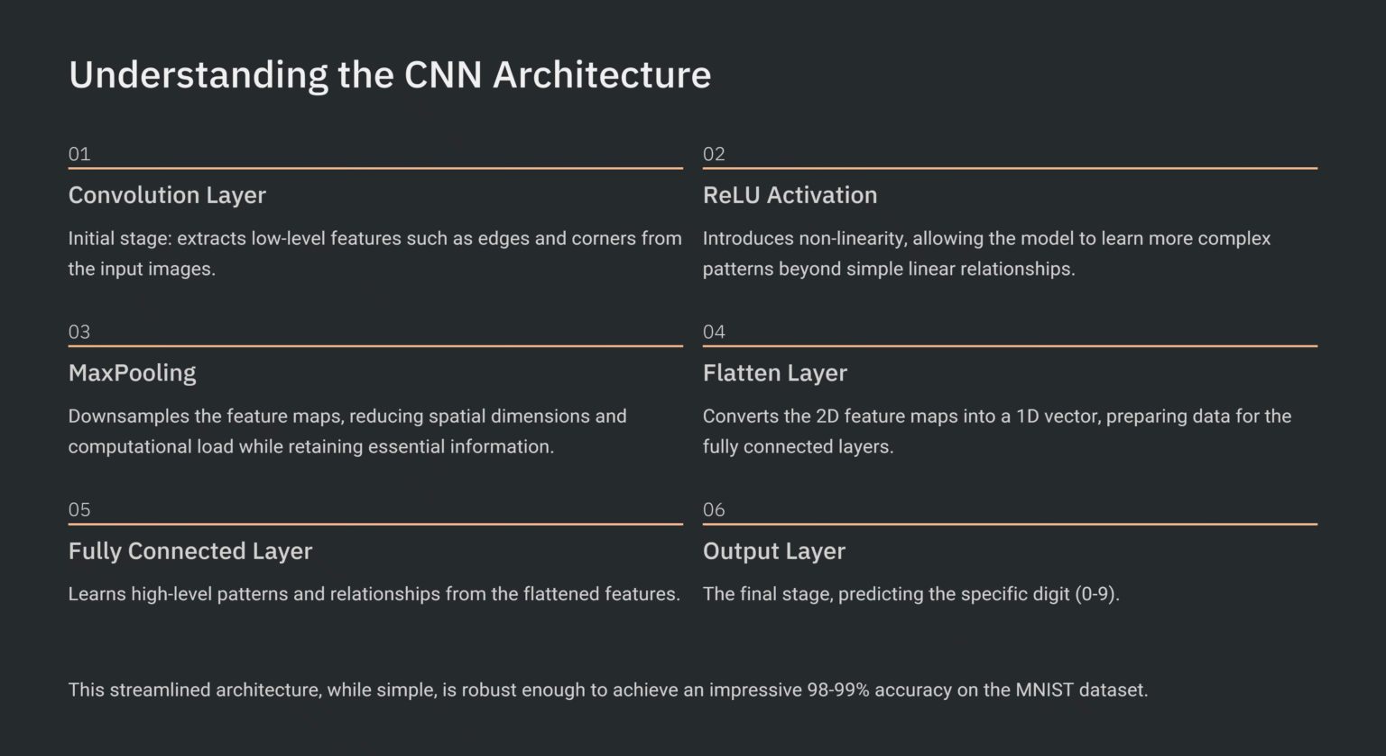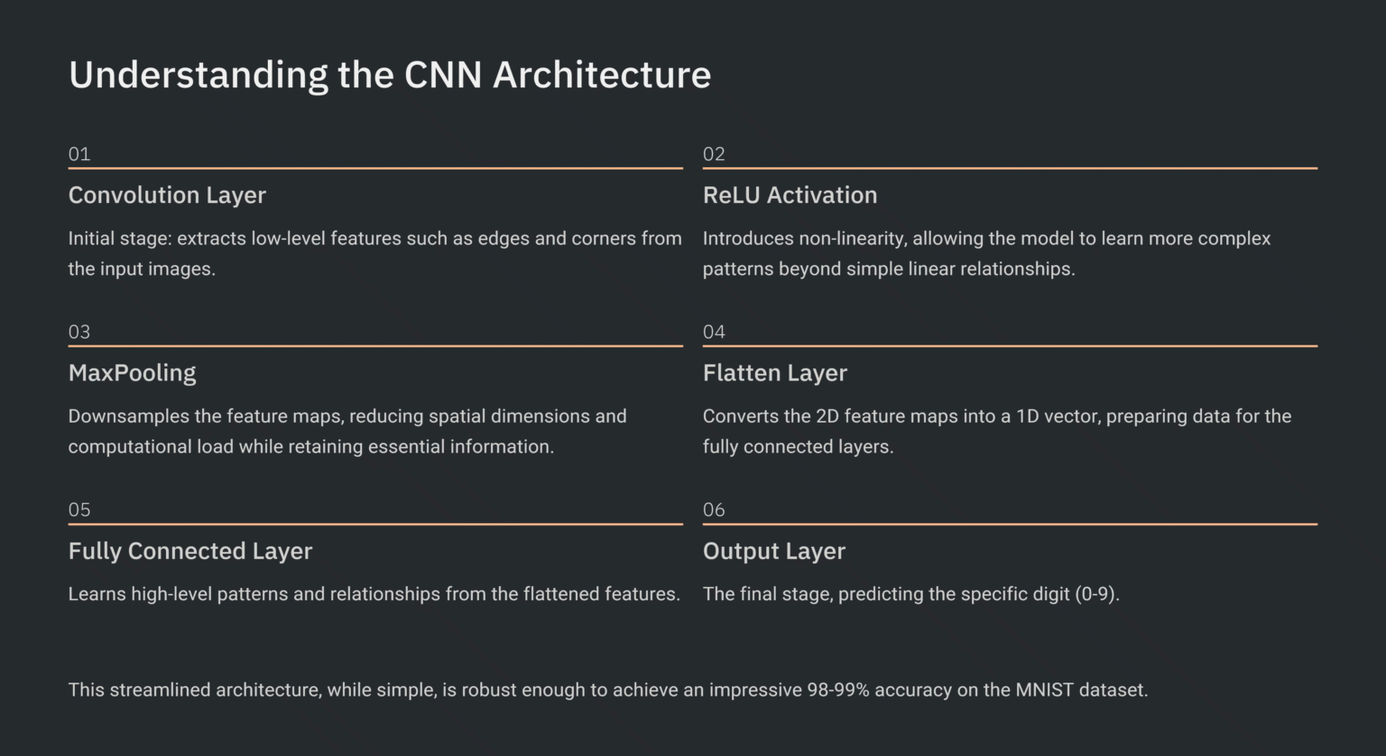Here's a breakdown of the CNN architecture used in our project. We start with a convolution layer which scans the image and extracts low-level features like edges, corners, and shapes. Next is ReLU activation, which introduces non-linearity. This helps the model learn more complex patterns instead of just straight lines or simple shapes. Then comes max pooling, which reduces the size of the feature maps. This makes the computation faster and also helps avoid overfitting.